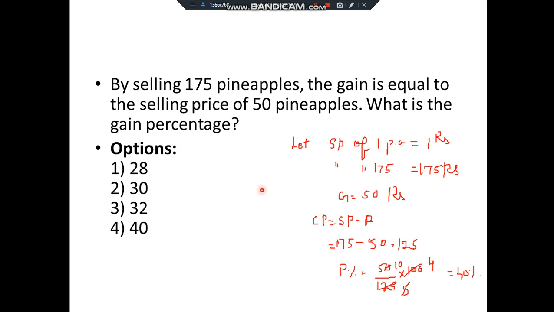First find the cost price, which is equal to SP minus profit. So 175 minus 50, which is 125. So you have got the cost price and selling price. You will easily find the profit percentage. So 50 by CP, 125, into 100. You get the answer as 40%. Hope you understood.